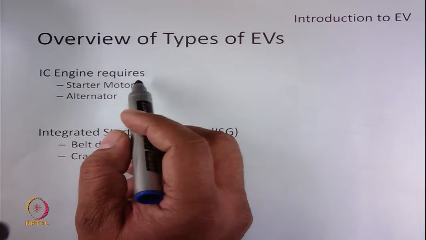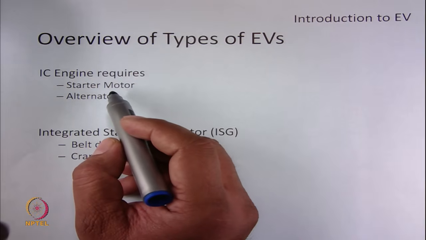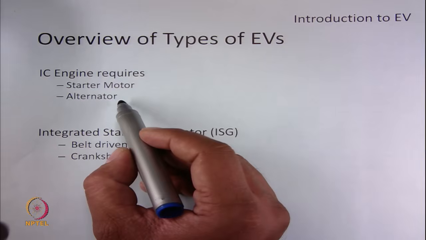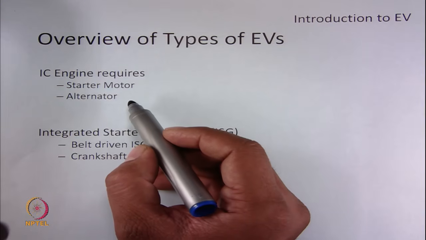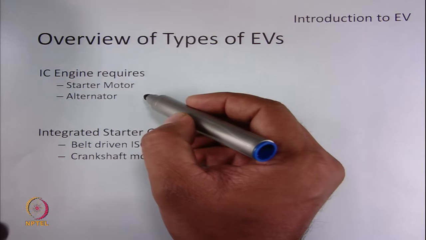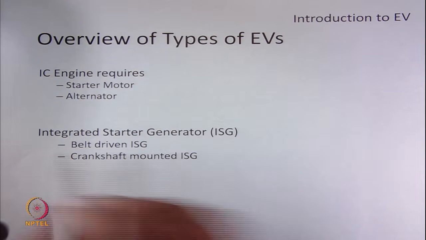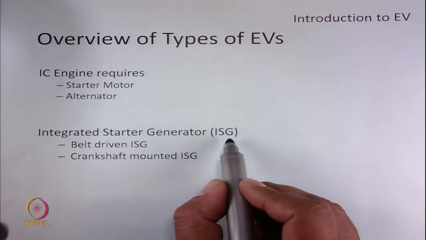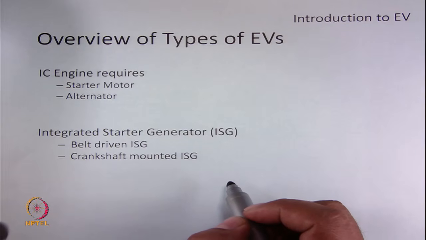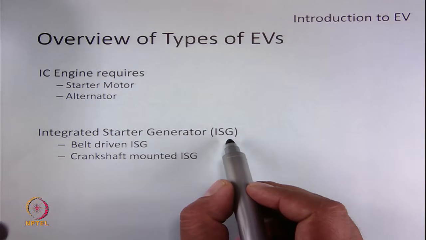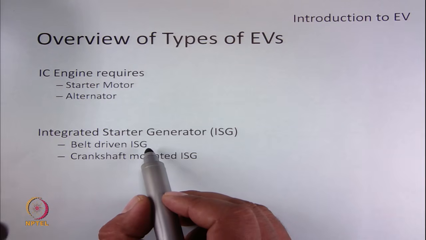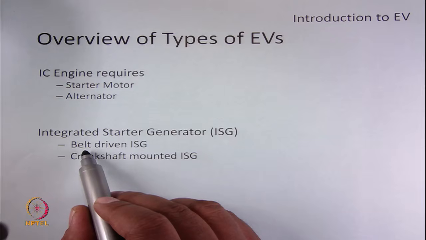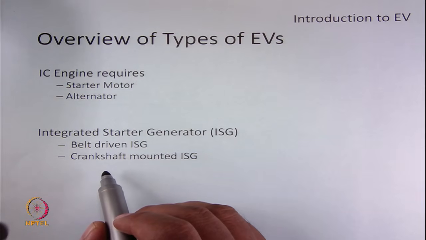As we all know, an IC engine requires a starter motor for starting and an alternator to recharge the battery once the IC engine has started functioning. So, these two functions can be kept together in a device called an integrated starter generator, or ISG in short form. An ISG is an electrical machine which can be connected to the IC engine either using a belt driven system, or it can be directly mounted to the crankshaft.